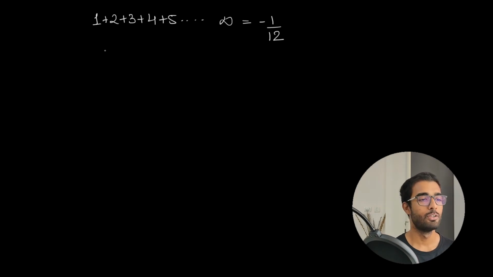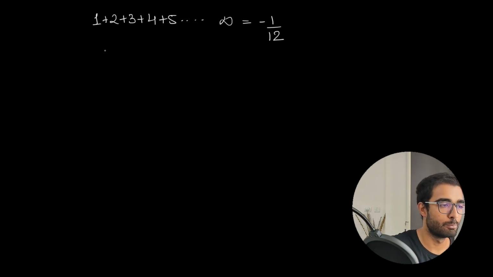Hi everyone. Today I'm going to discuss one of the most controversial proofs in the history of maths, which is the summation of natural numbers up to infinity, and it comes out to be minus 1 by 12. This proof was given by Ramanujan, and let's first see how it's proved.